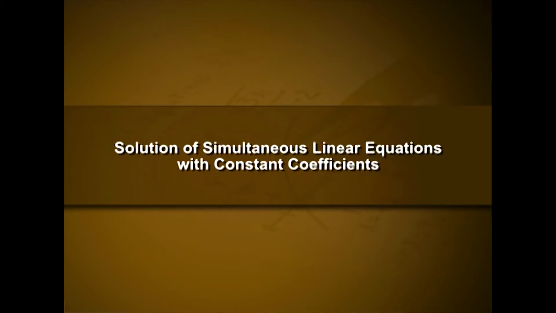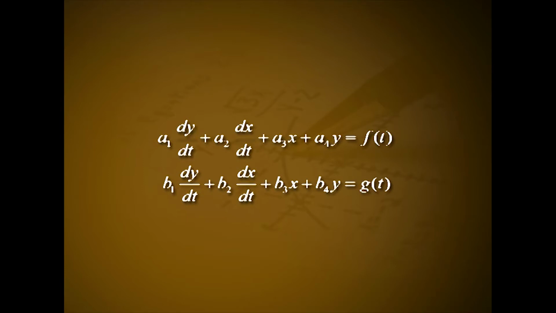Solution of simultaneous linear equations with constant coefficients. Consider the first order simultaneous linear equations with constant coefficients as follows: a1 into dy by dt plus a2 into dx by dt plus a3x plus a4y is equal to f of t, b1 into dy by dt plus b2 into dx by dt plus b3x plus b4y is equal to g of t, where x and y are two dependent variables on the independent variable t and all ai's and bi's are constant terms.